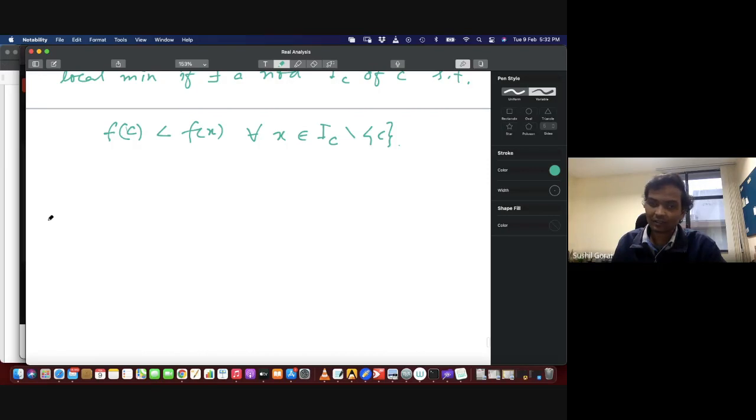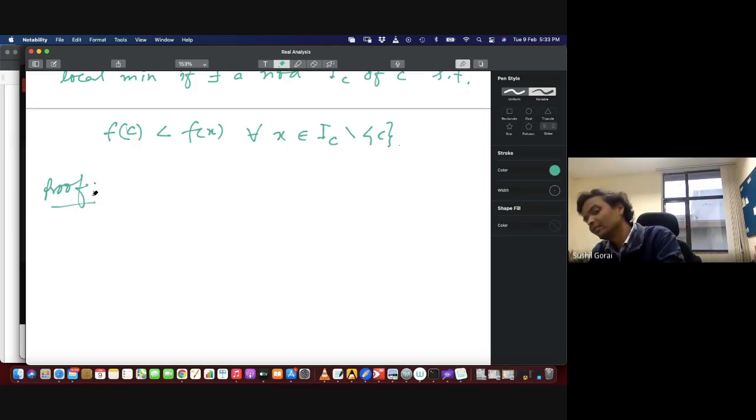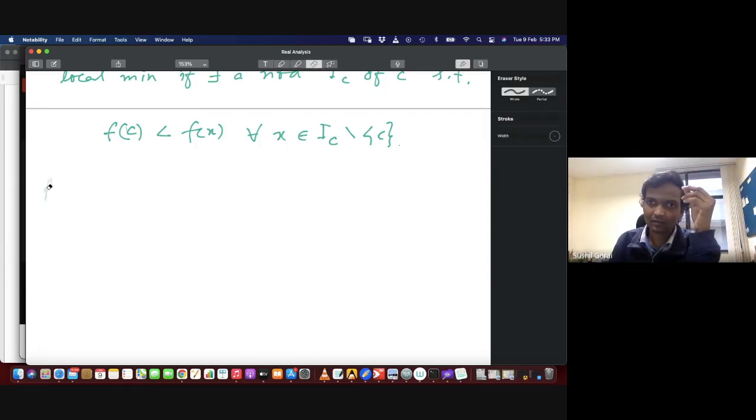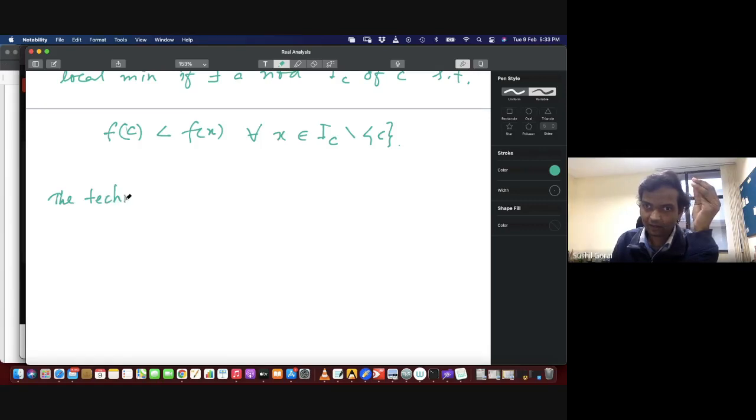Well, let us give a proof of this theorem. So this is a very important theorem. The mean value theorem and Rolle's theorem will all come from here. So how do you prove it? Before proving, let me just say a few things about the technique of the proof, which is as follows.